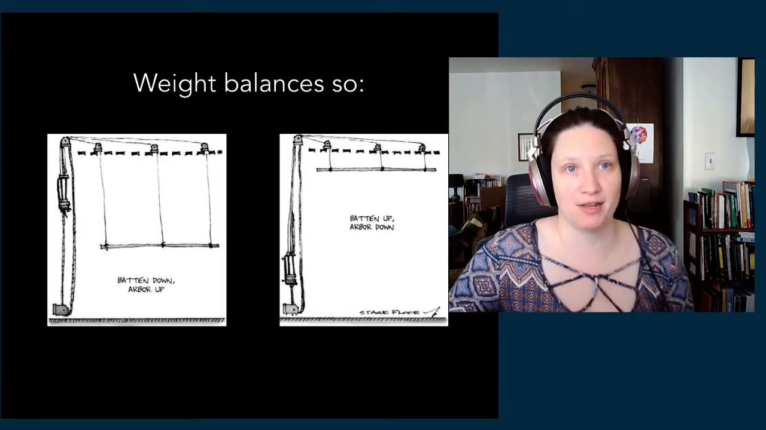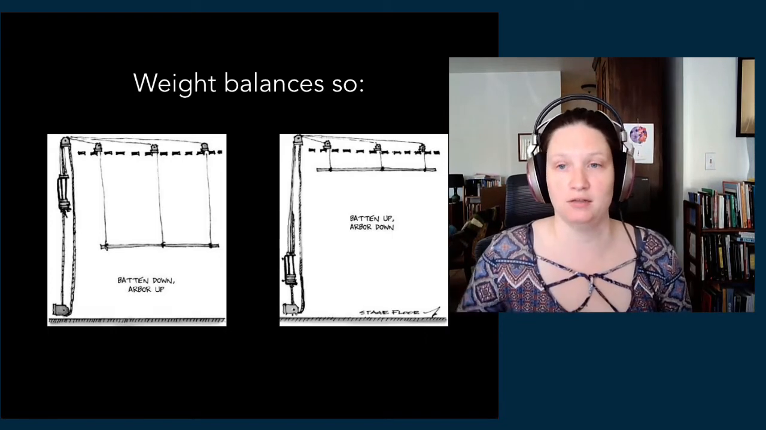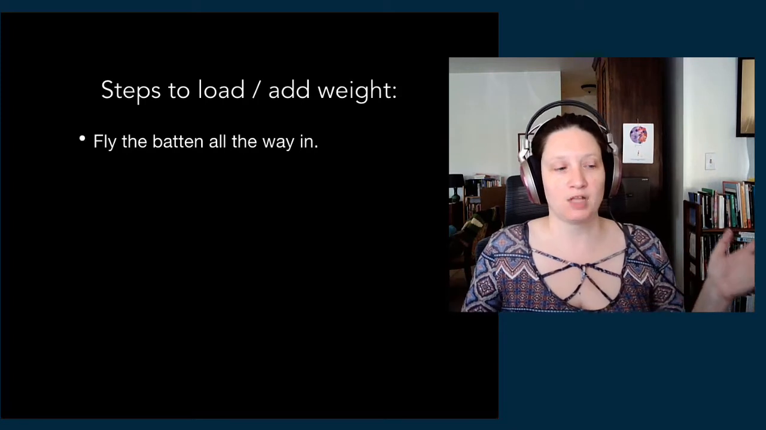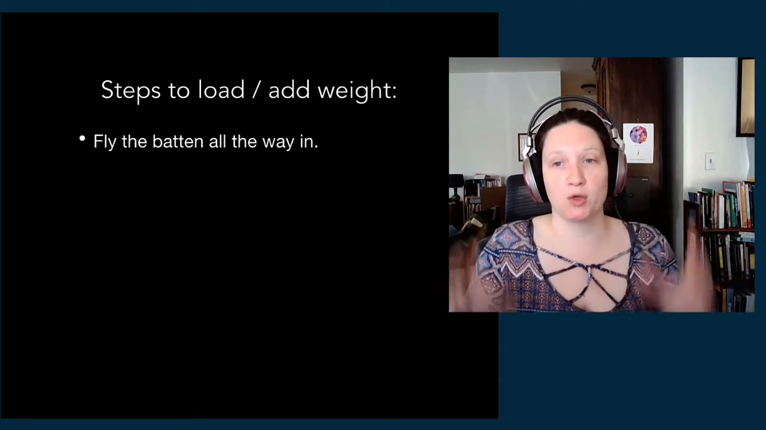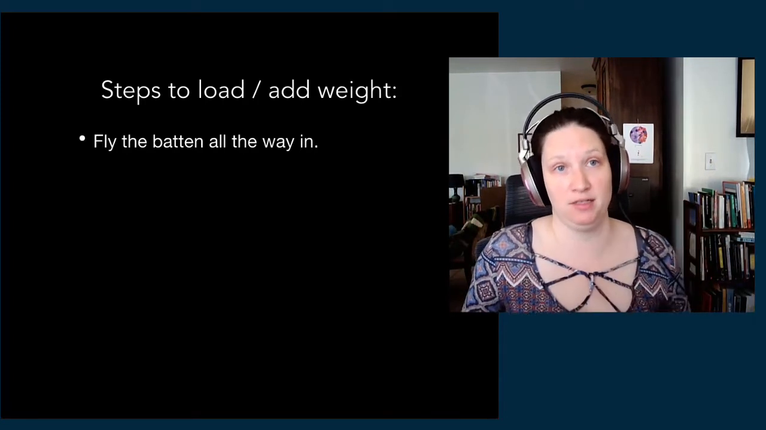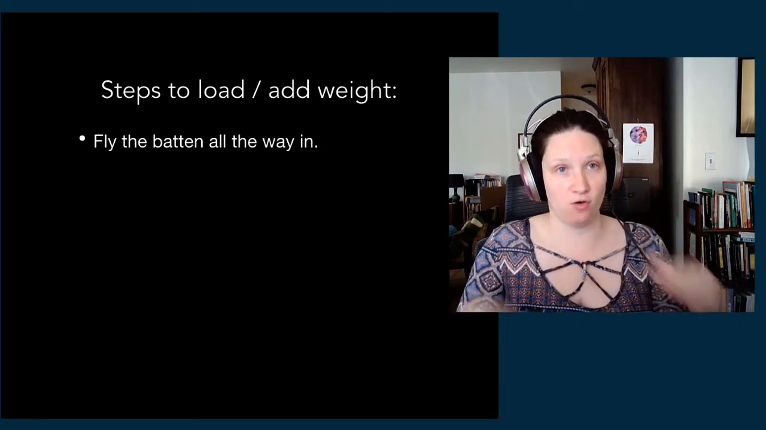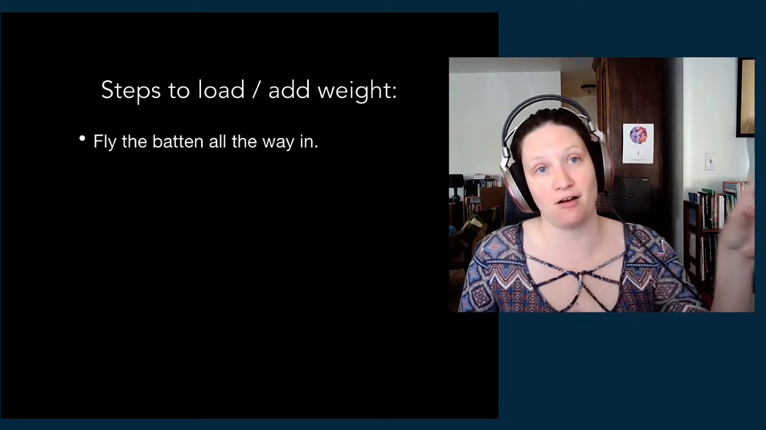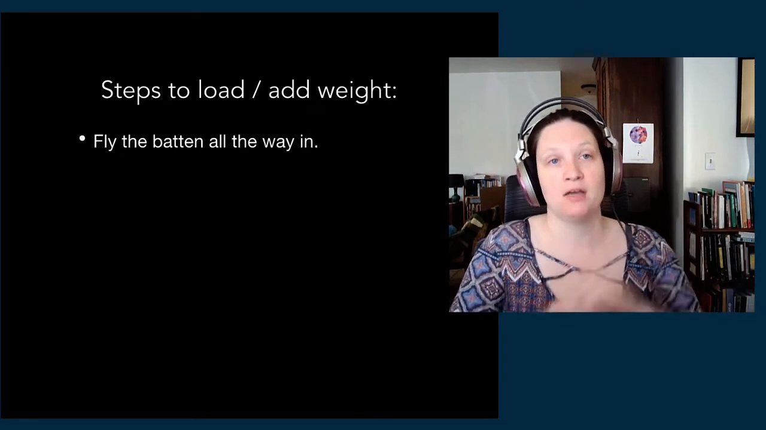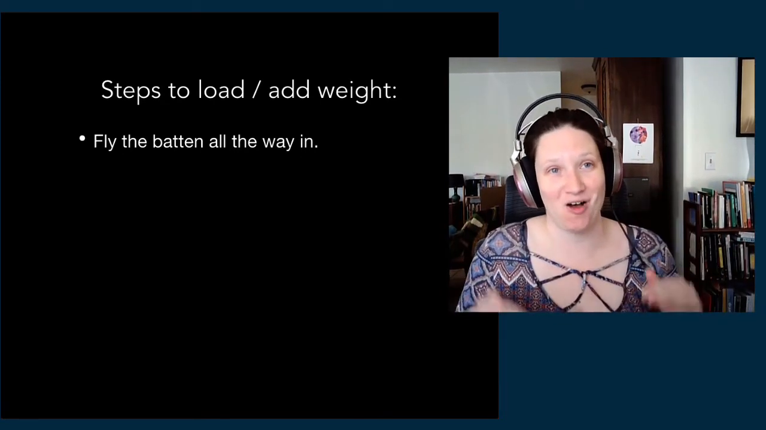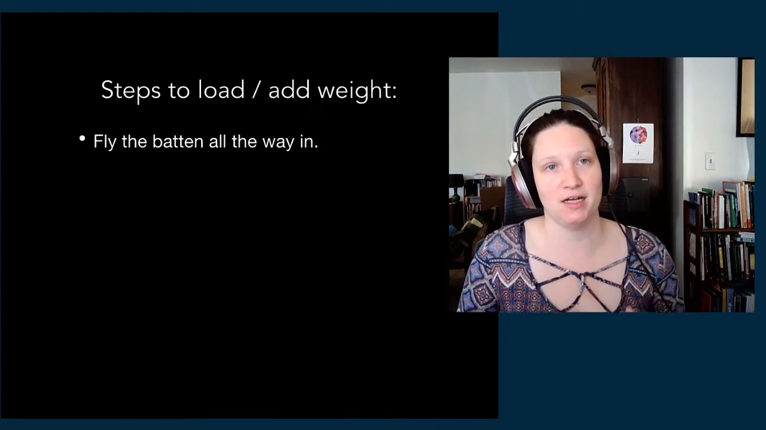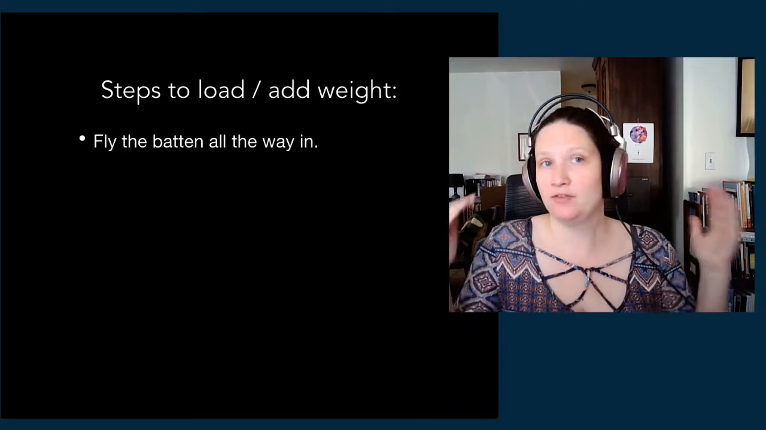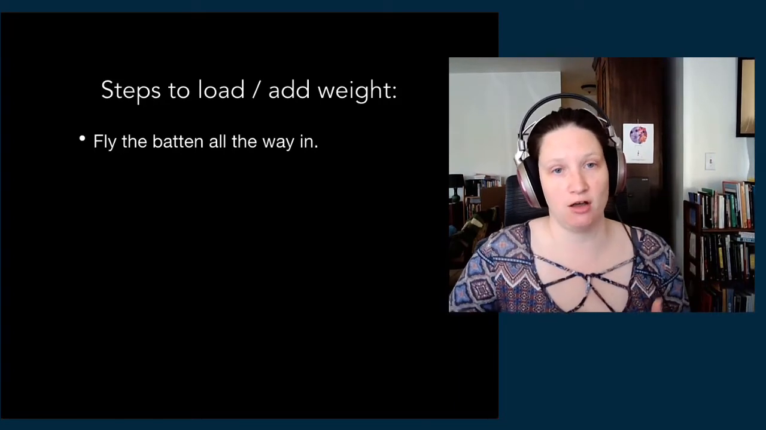So this is what we want to think about as we load or unload things on the fly system. So step one, if I'm loading equipment onto a batten, right? In order to load equipment onto a batten, I need to add weight to that arbor to counterbalance it. My step one is to fly the batten all the way into the deck, right? Now if I'm adding weight to that batten and it's heavy, there's no place for it to go. It's fully all the way in, okay?